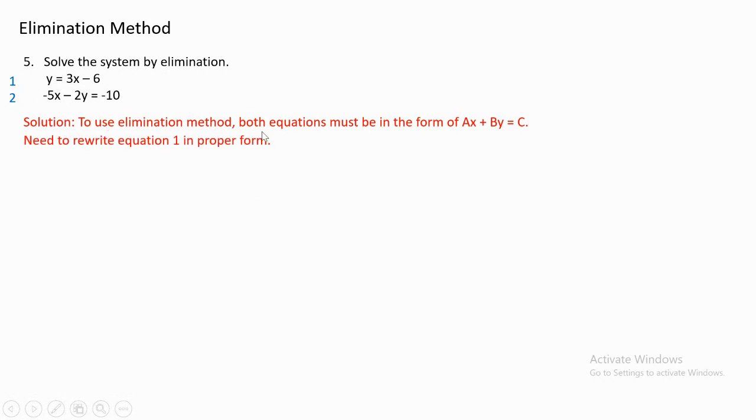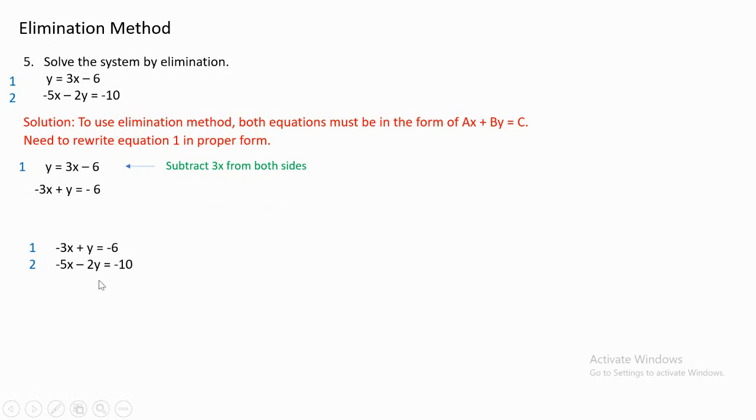So solution: to use the elimination method, both equations must be in the form of ax plus by equals c. We need to rewrite equation 1 in the proper form. Okay, so I need to have it in ax plus by equals c. So here, I'm going to subtract 3x from both sides. So we get negative 3x plus y equals negative 6. So this is my new equation 1, right? It's the same equation, but I'm trying to rewrite it in the form ax plus by equals c. So this is equation 1, and that's equation 2.